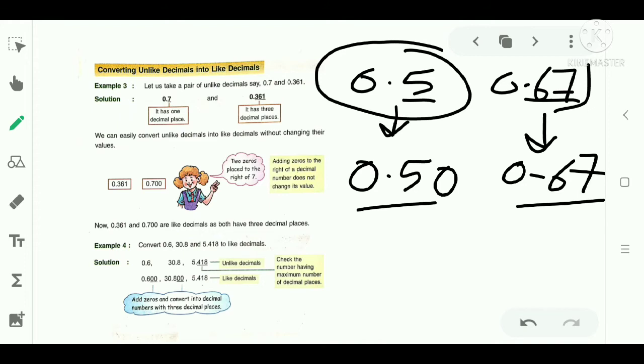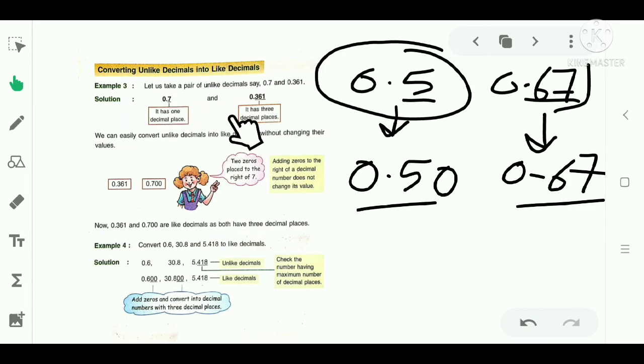Okay, so this is the way. Look here now in the book, it is given 0.7 and 0.361. In 0.7 there is only 1 digit after the point and here after the point there are 3 digits. So how to convert? We have to make 3 digits after the point in 0.7, so we can write 2 zeros after the point. Here 7 has 1 decimal place and here it has 3 decimal places. So we have to make 3 decimal places here.